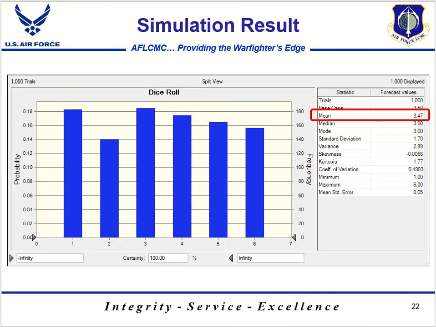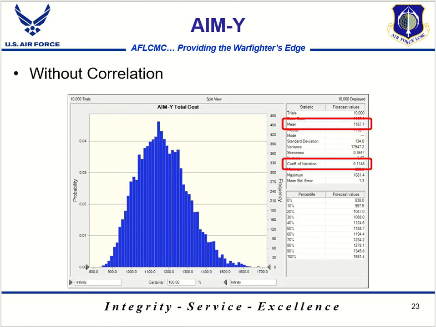And so using a simulation, in this case we're using Crystal Ball, we can see that our mean is pretty close to what we expected. It's 3.47. You can see that here in the red box. In this case, we only ran 1,000 trials or samples, so by increasing this, we could definitely get closer to the 3.5 that we would expect to see.